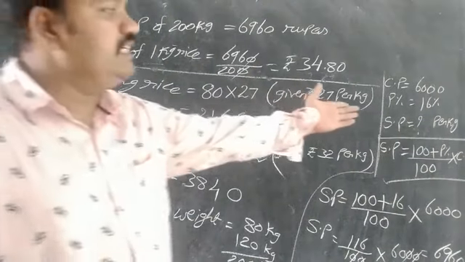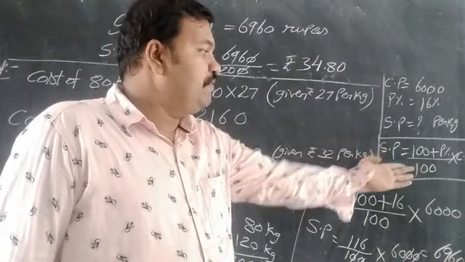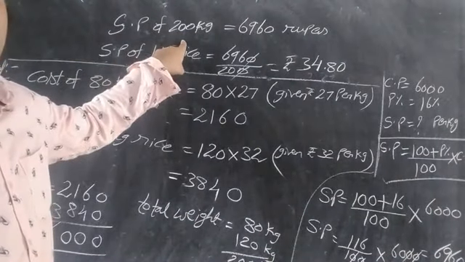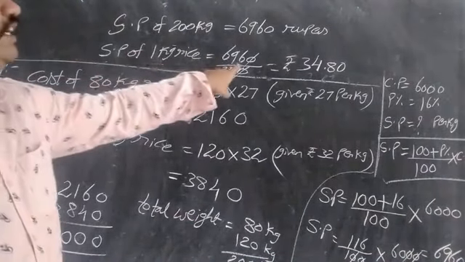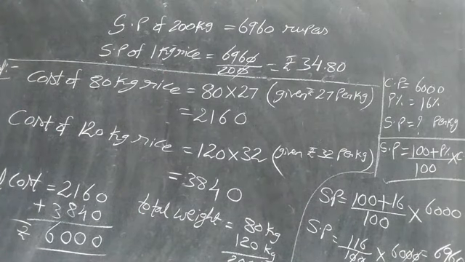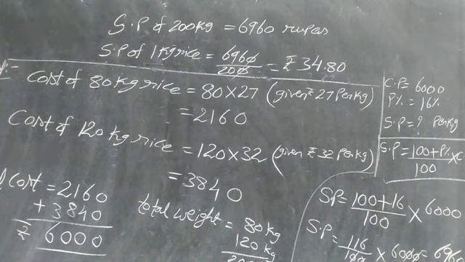Using the 16%, the SP per kg, he is given the SP formula. Substituting in the formula, we got 6960 as the 200 kgs rice cost. Now we have to write only the 1 kg rice cost. The cost of 1 kg rice is equal to 34 rupees 80 paise. So copy that sum.